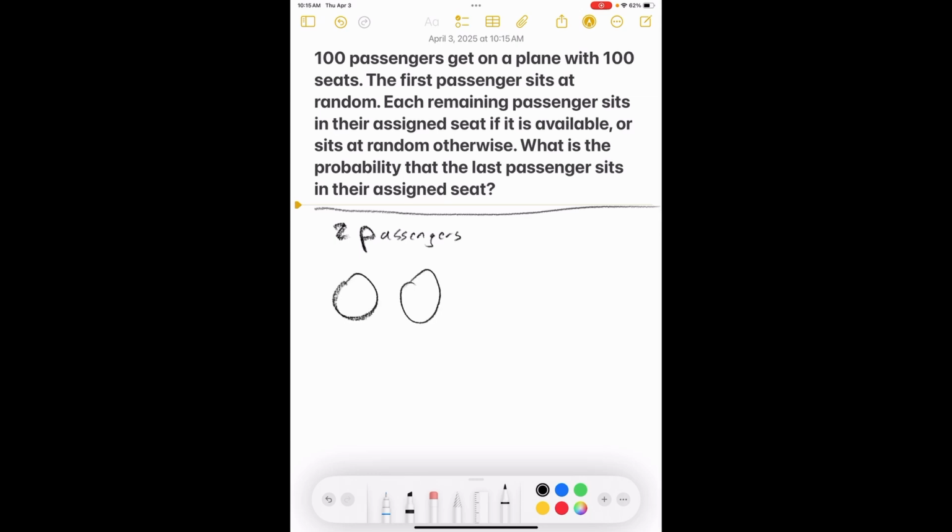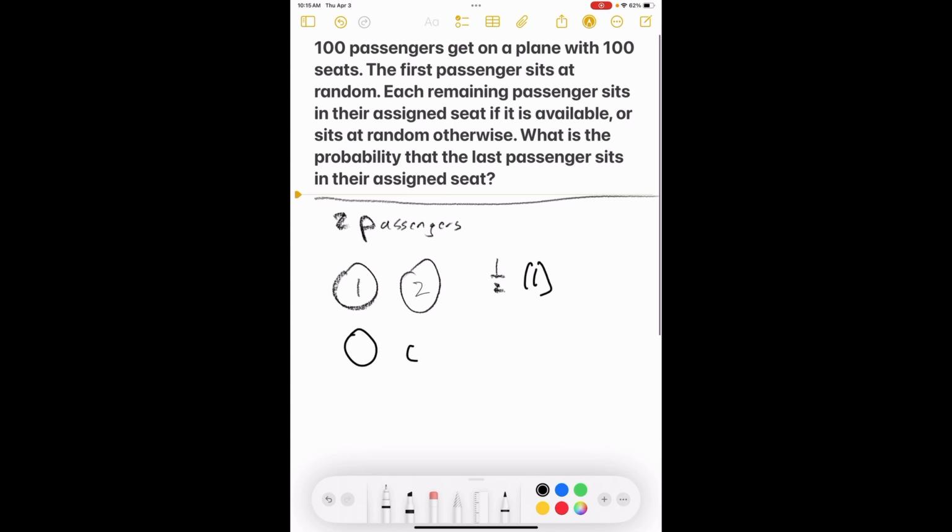Seat 1, seat 2. Now, the first guy sits at random. So if he sits in his own seat with probability 1/2, then the number 2 guy gets to sit in his seat with probability 1. But if the first guy sits in number 2's seat with probability 1/2, then passenger 2 doesn't get to sit in his own seat. So here we've got the probability that the last passenger sits in their own seat is 1/2.